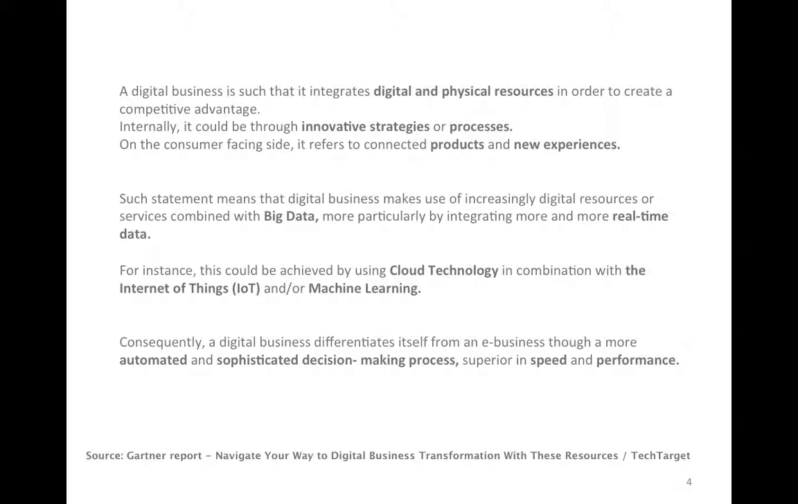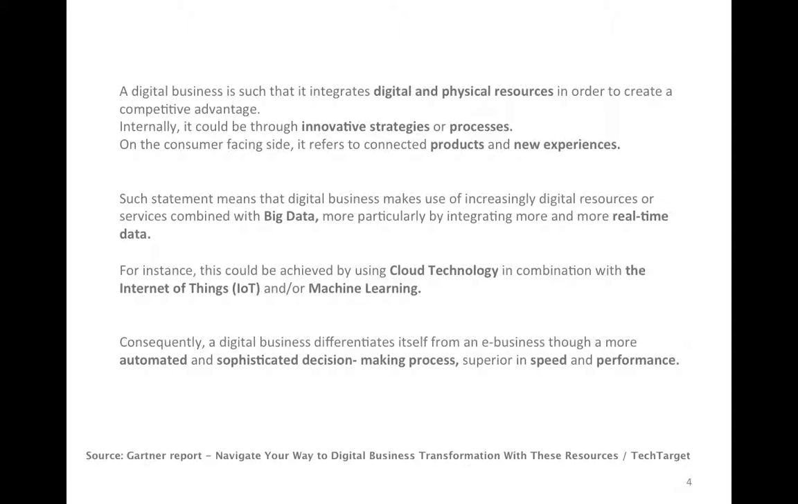Internally, it could be for innovative strategies or processes. On the consumer-facing side, it refers to connected products and new experiences. Such a statement means that a digital business makes use of increasingly digital resources or services combined with big data, more particularly by integrating more and more real-time data. For instance, this could be achieved by using cloud technology in combination with the Internet of Things and/or machine learning.